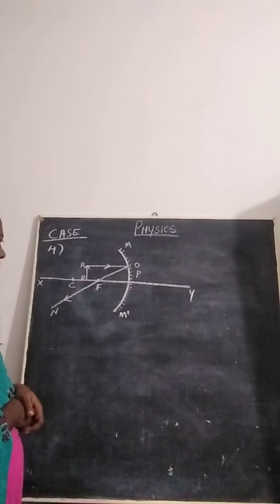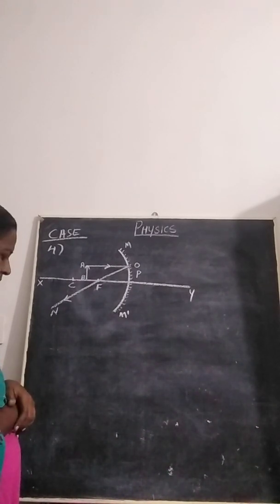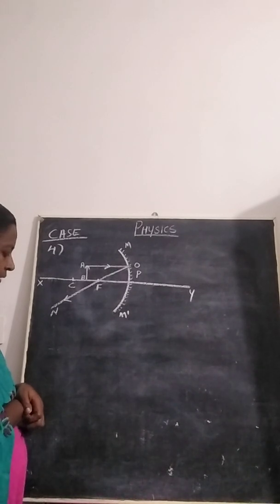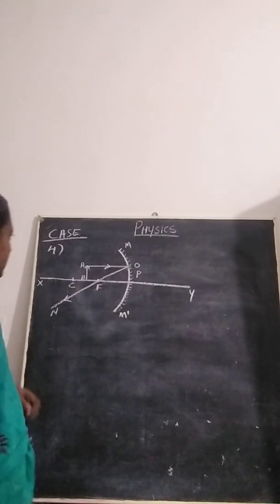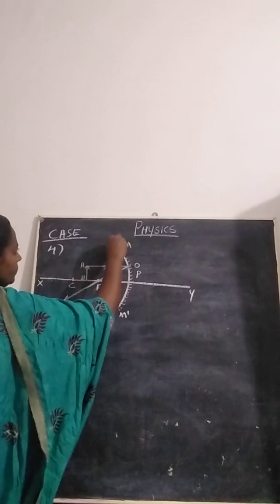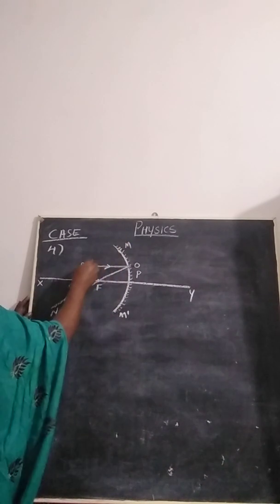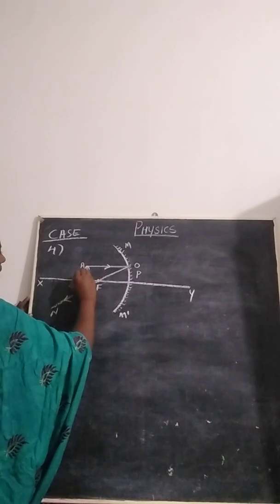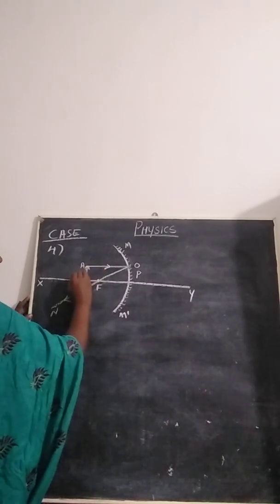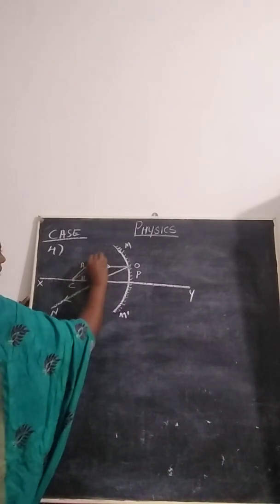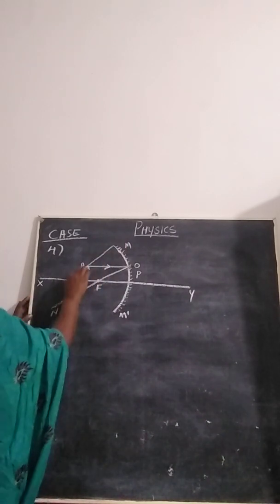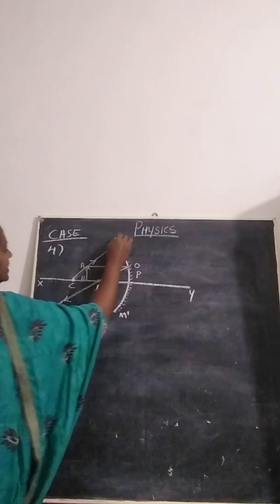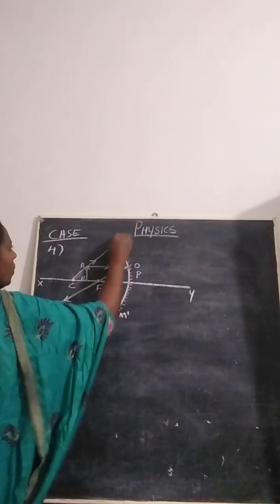And next I am going to consider the ray which is passing through the center of curvature of the mirror. So this is the ray that is passing through C. This is the ray which passes through the center of curvature of the mirror, and this is the direction of the incident ray that strikes the mirror at another point O dash.